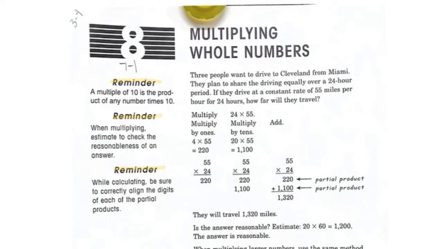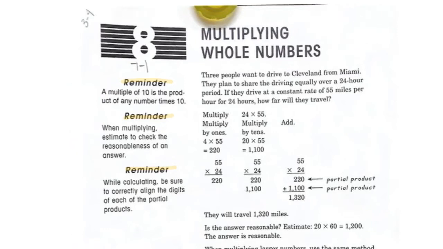They have broken it down because we're going to multiply by ones. So we took our 4 times 55, and we're going to multiply by tens of the 20 times 55. So when you line them up, the way multiplication problems should be lined up, you have to hold place values. And here's your partial product.